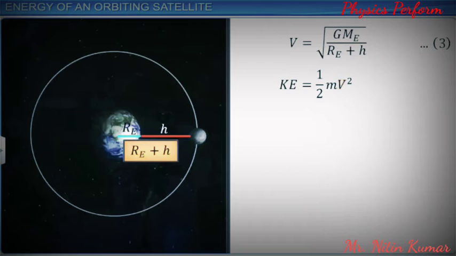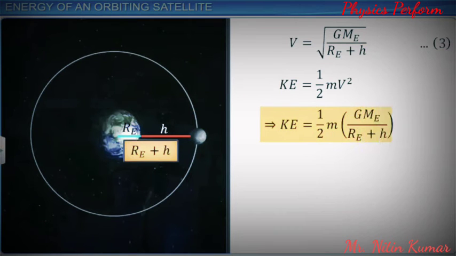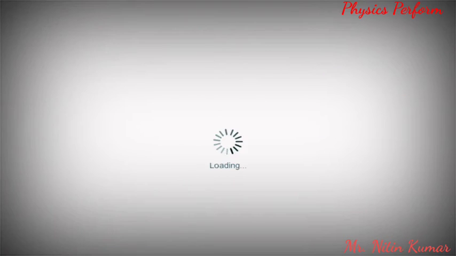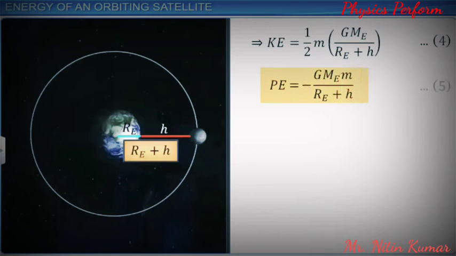Earlier, you learnt about the potential energy of a two-body system. Applying the concept of potential energy to the Earth-Moon system, you get the expression for potential energy as PE is equal to minus GMEm divided by Re plus h. Let this be equation 5.